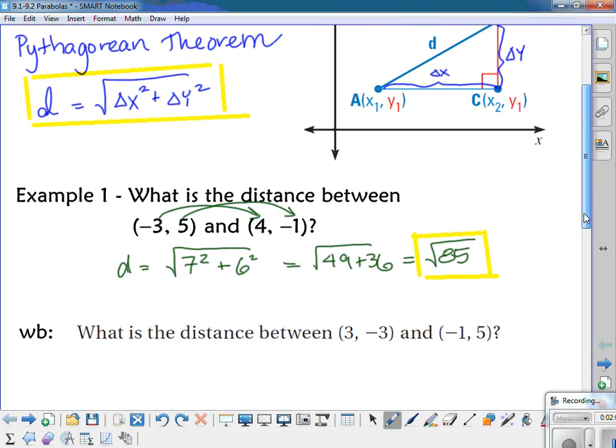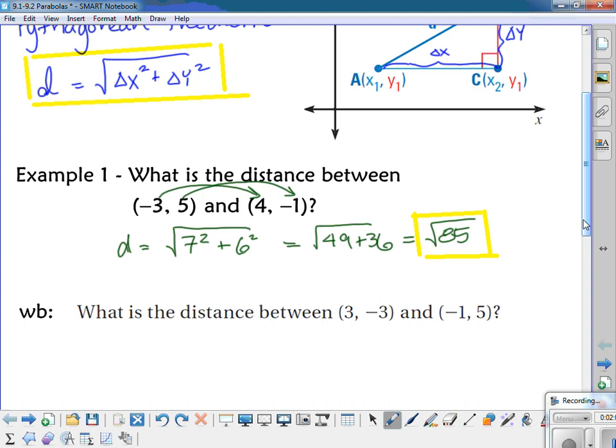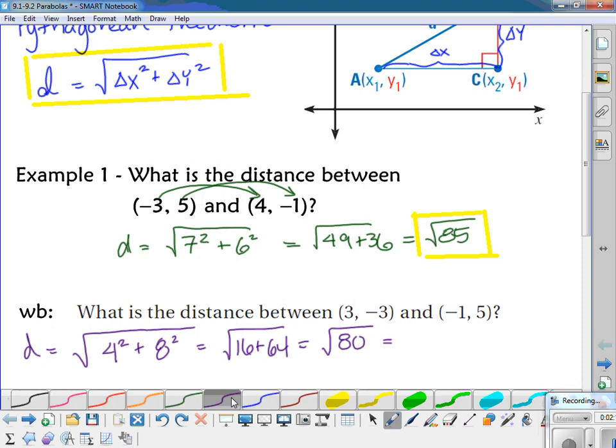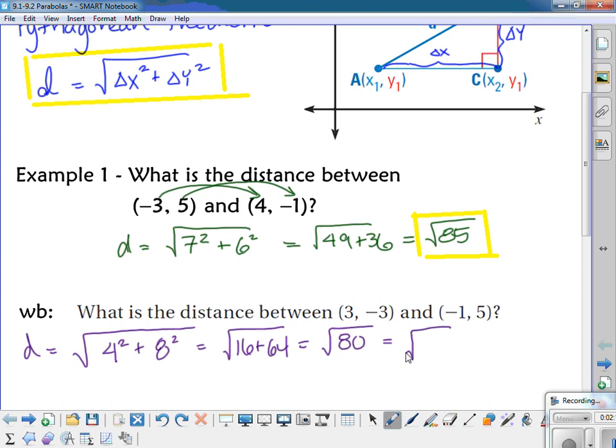So here's one for you guys to try on your whiteboard. Okay, it looks like most of you guys are getting there. You end up with 4 squared plus 8 squared. It's the square root of 80. That's 16 times 5, so when you simplify it, it's 4 root 5.